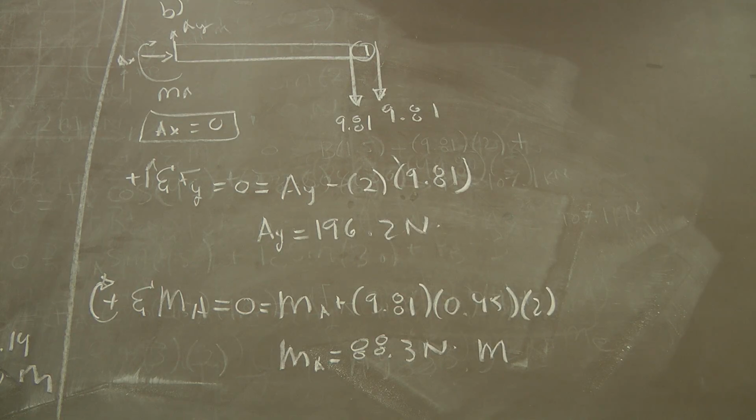So again, AX is 0. That goes without saying. It's by inspection. But be careful when you do that, okay? Thanks, guys.